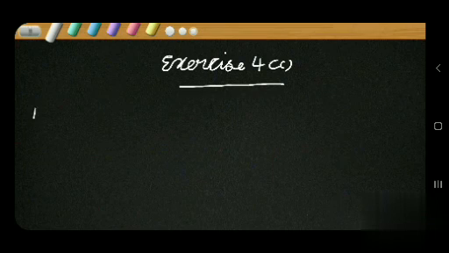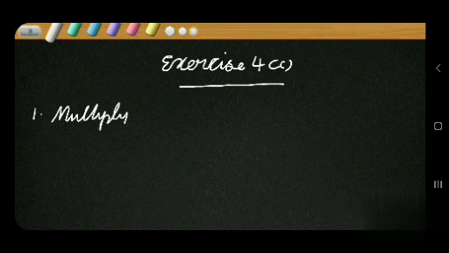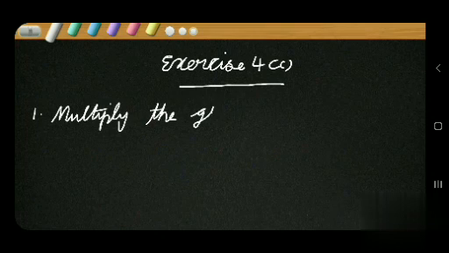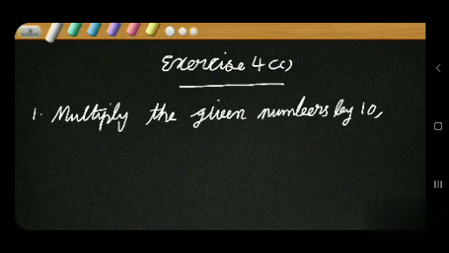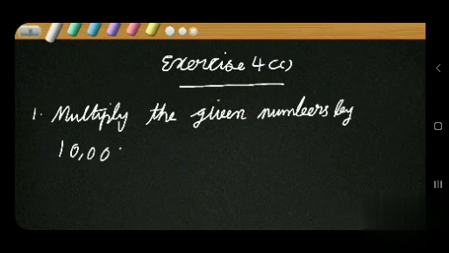So write down the first question. Multiply the given numbers by 10,000. This is 10,000. The question is multiply the given numbers by 10,000. Okay, so let's try to do.